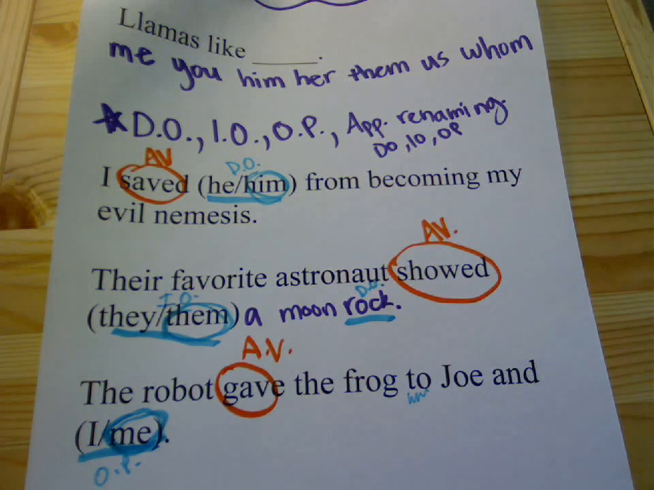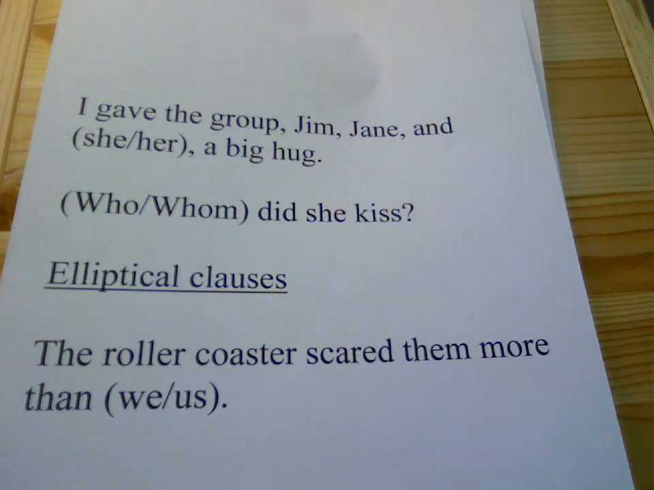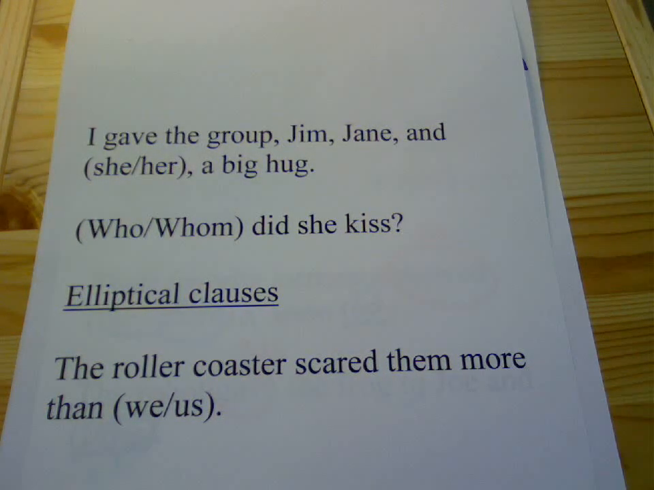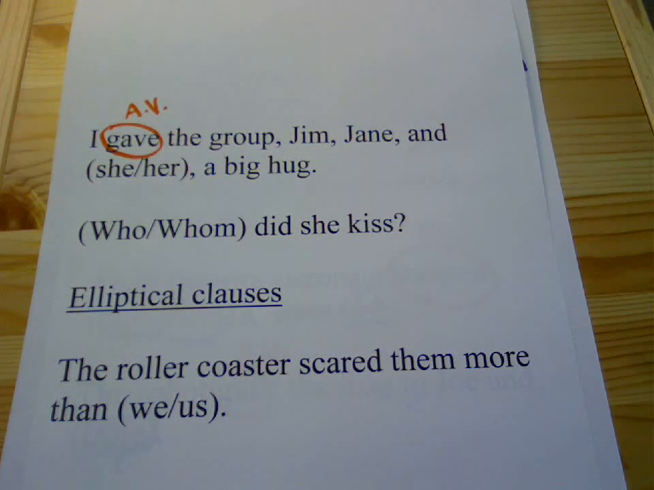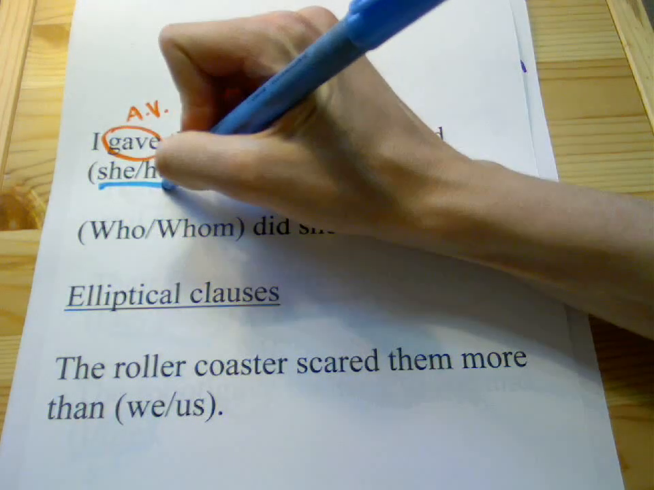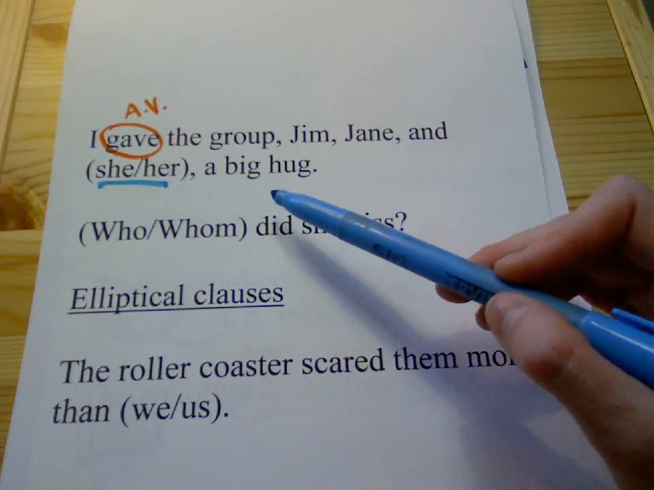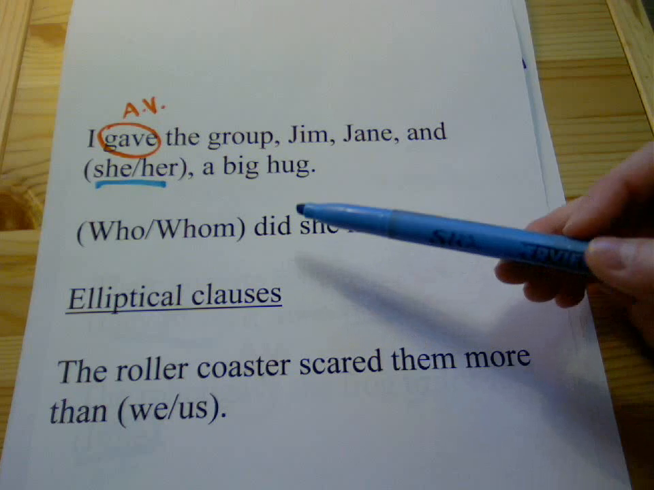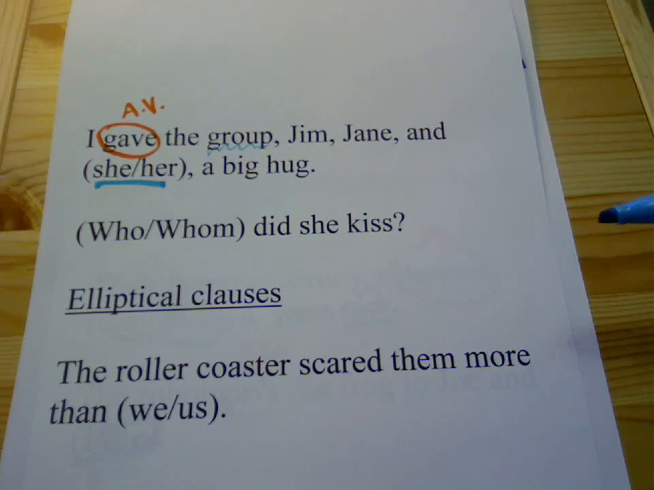Let's do some more practice sentences. Hopefully I remembered to write the whole sentences on these. Okay. I gave the group, let me make that a little more neat. I gave the group, Jim, Jane, and she or her, a big hug. Gave is our verb, action verb. Now, this is what we're trying to figure out, and it looks like we have an appositive here. I gave the group, Jim, Jane, and she or her, a big hug. So this is our appositive. Now we need to figure out what it's renaming. Now I believe it's renaming group, right?